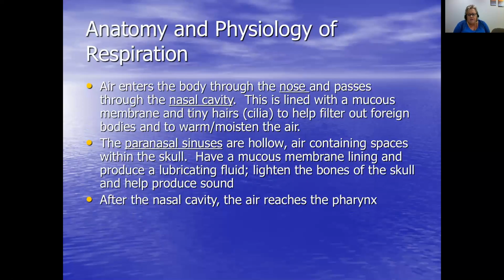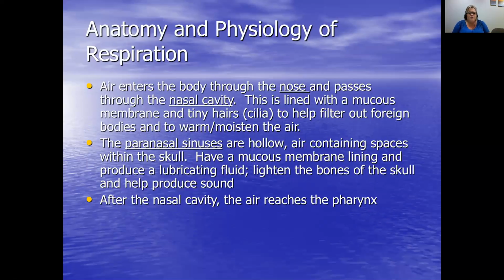Number 3 on the diagram are the paranasal sinuses, and these are the sinuses that are right next to your nose, right here. These are hollow air-containing spaces in your skull. They have a mucous membrane, and they also produce a lubricating fluid. They also serve the purpose of lightening the bones of the skull, and they help produce sound. So when you get a cold, or when you get a sinus infection and somebody says you sound very nasally when you talk, we're referring to what it sounds like when these sinuses, when the mucous membrane get inflamed, and it causes you to sound like this.